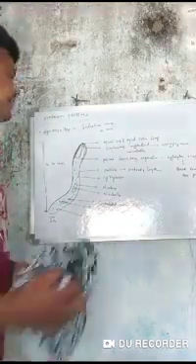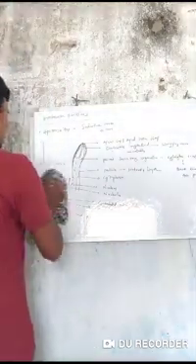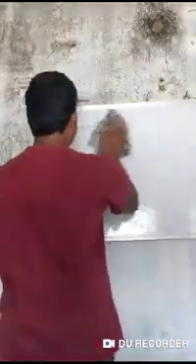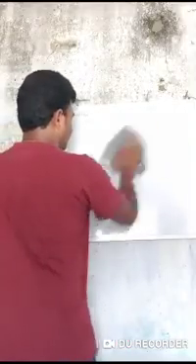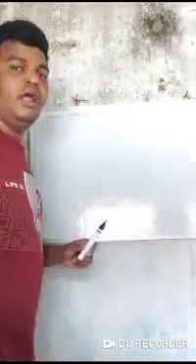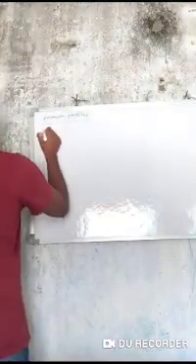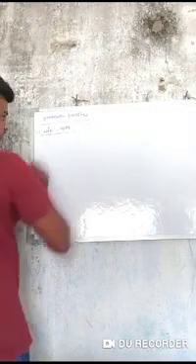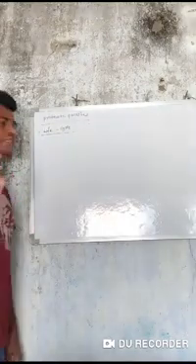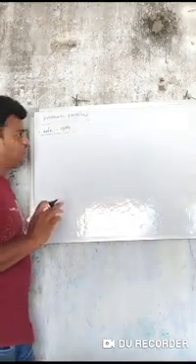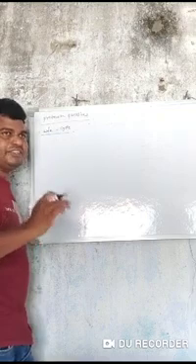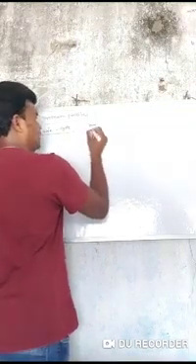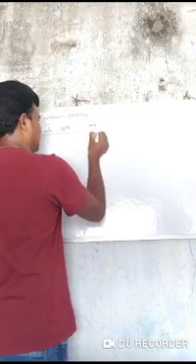Now going to the life cycle of the protozoa, the life cycle of malaria. Plasmodium vivax completes its life cycle in two hosts. The first one is the man, and the second one is the mosquito.